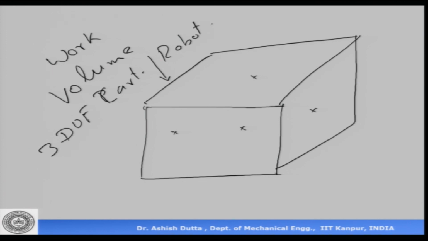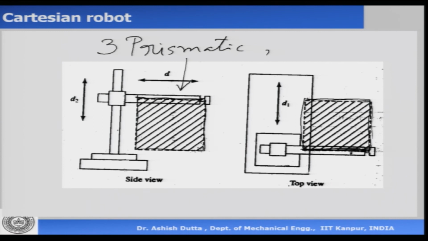Now, in robotics, in terms of notation, if there are 3 prismatic joints, we will basically say 3P, which indicates there are 3 prismatic joints, and this also has 3 degrees of freedom. The name of the robot is what we call a Cartesian robot.